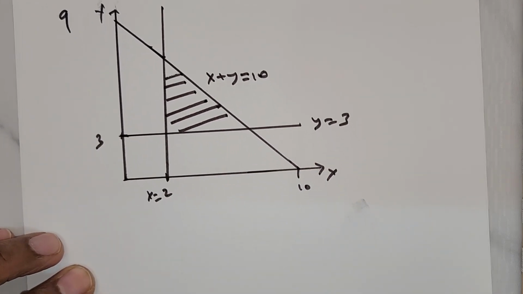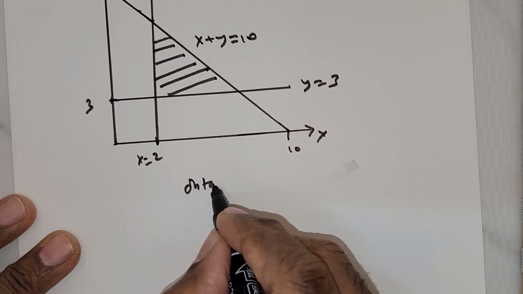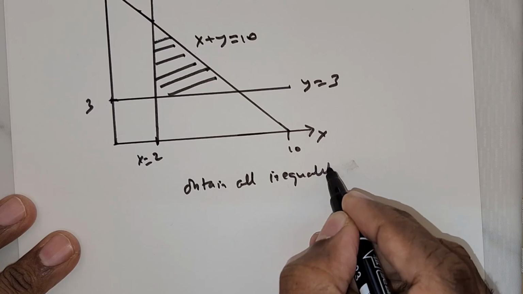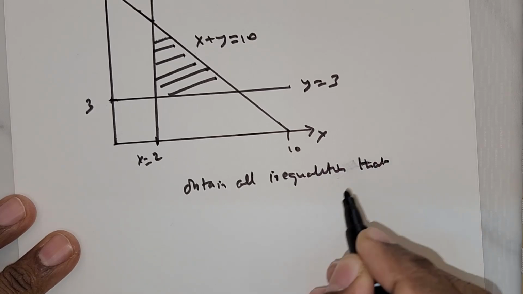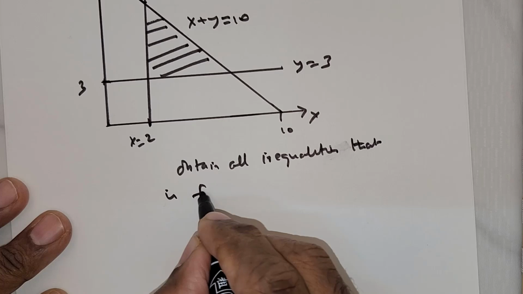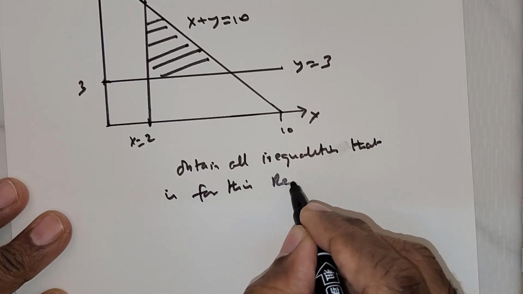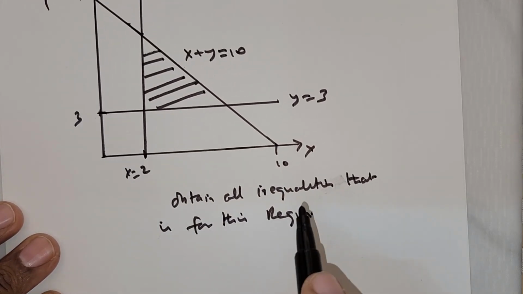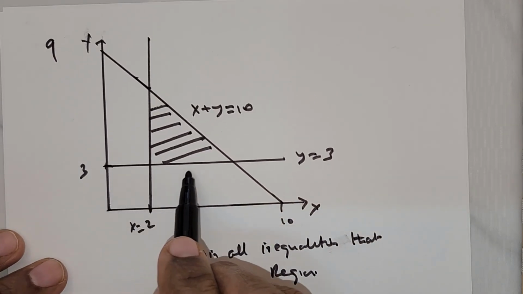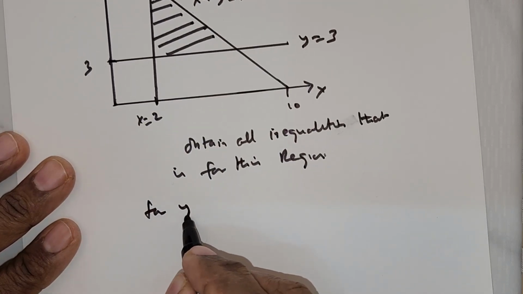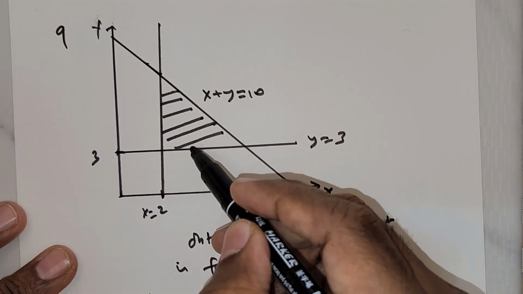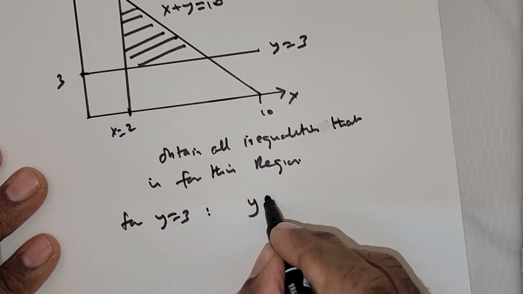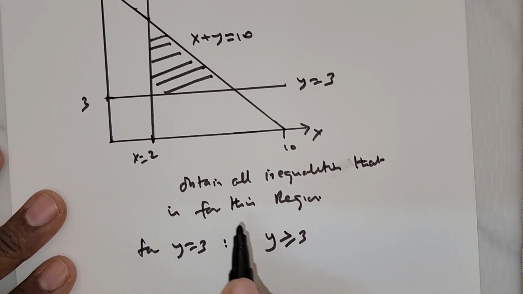Now they are asking us to obtain all inequalities for this region. So foremost, if you see here, for y is equal to 3, we are looking for the region that is above this line. So the inequality associated would be y greater than or equal to 3.